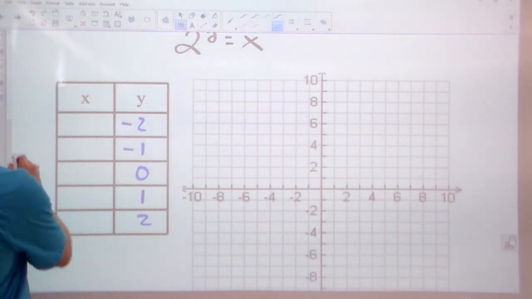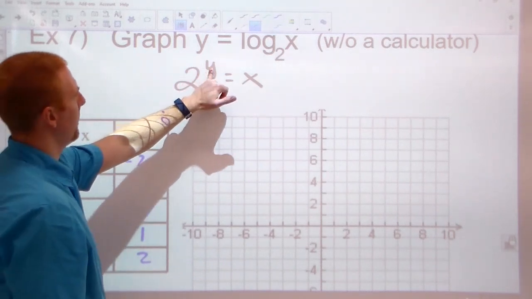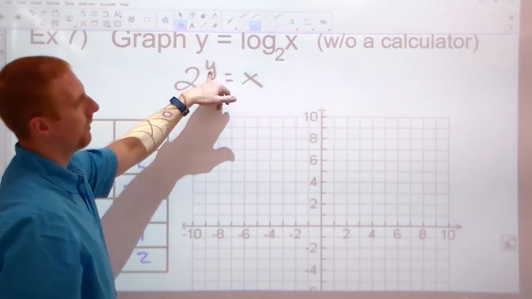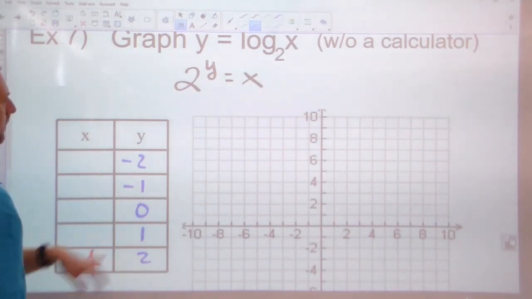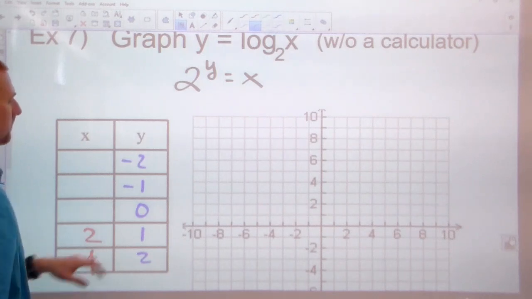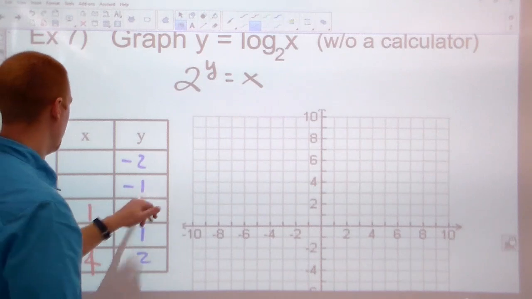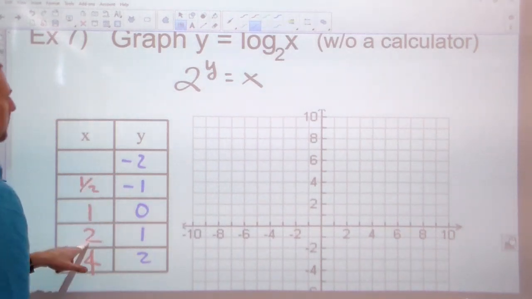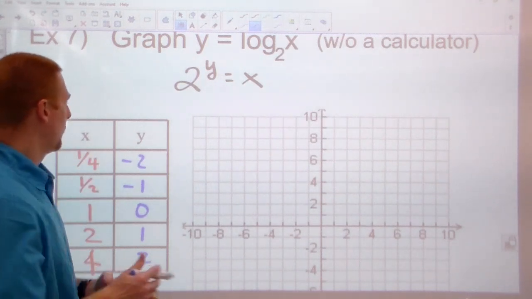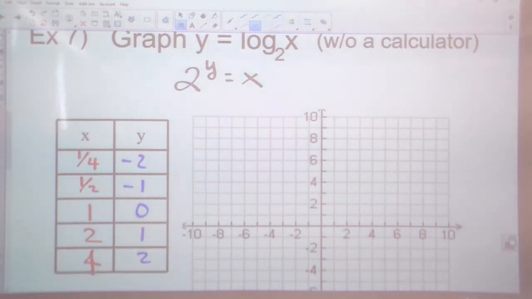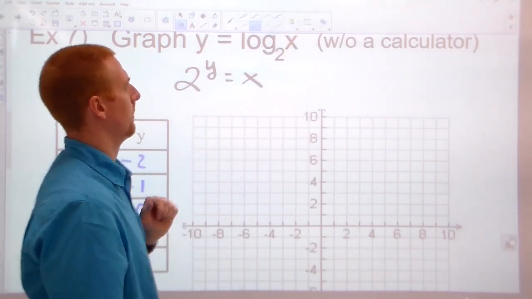So if I were to put in negative 2 for y, I'm kind of going backwards here. Actually, let's start with a positive. 2 squared is 4. 2 to the first is 2. 2 to the 0 is 1. All right, so 2 to the negative 1 would be 1 over this, so 1/2. 2 to the negative 2 would be 1 over this number, so 1/4. And there's a quick way to generate some numbers that are going to go in here. So again, the other way to think about it is just pick things you know are powers of 2 and plug in right there for x.